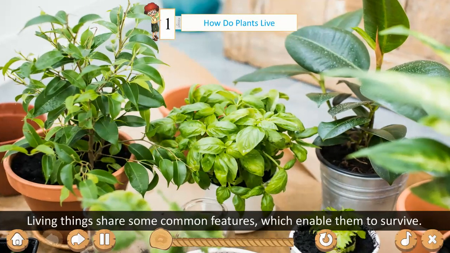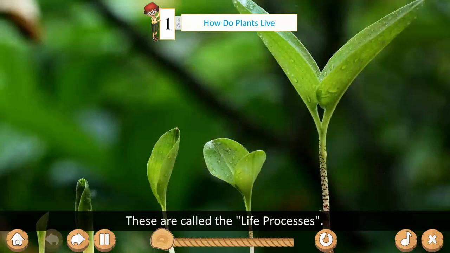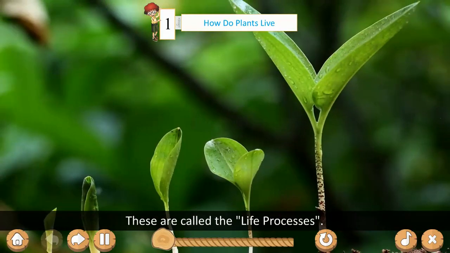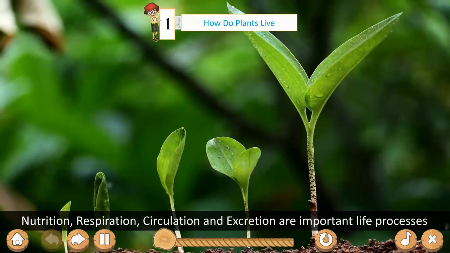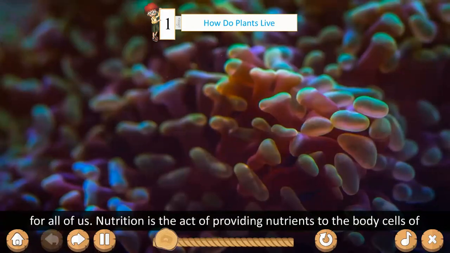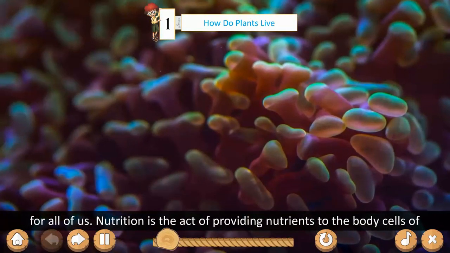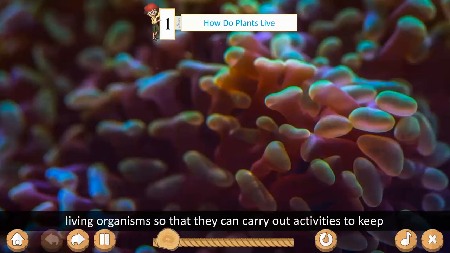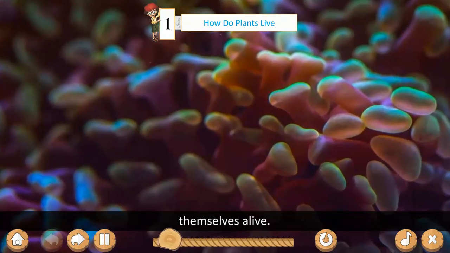Living things share some common features which enable them to survive. These are called the life processes. Nutrition, respiration, circulation, and excretion are important life processes for all of us. Nutrition is the act of providing nutrients to the body cells of living organisms so that they can carry out activities to keep themselves alive.